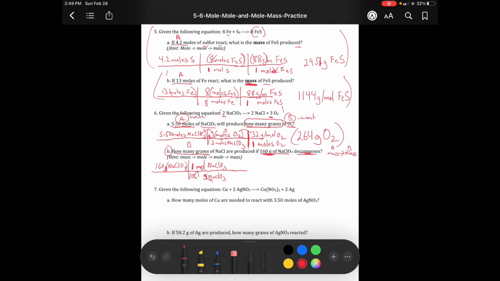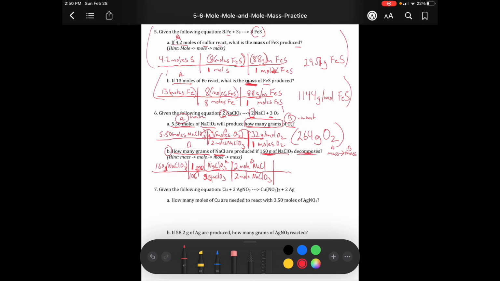That's where we convert from substance A to substance B, and to do that we use our coefficients. So now we are going to take our molar ratio. NaClO3 has a 2, so it's 2 moles NaClO3 because we have that on the top, moles of NaClO3. And we are being asked to go to NaCl. So we have 2 right here, 2 moles NaCl.